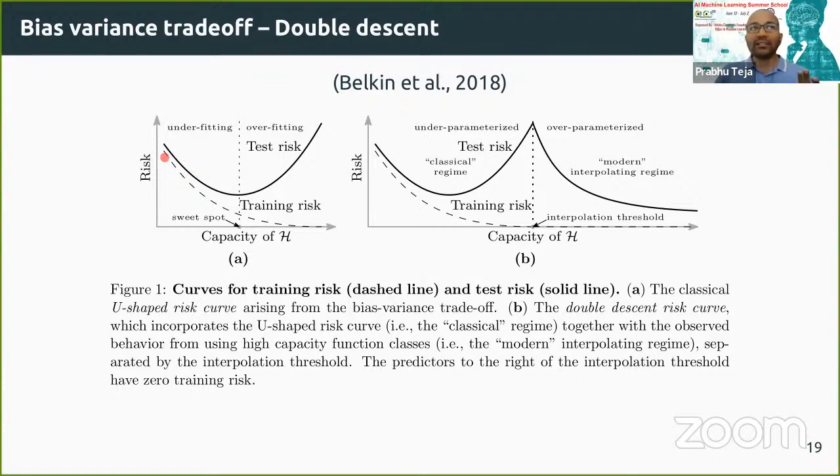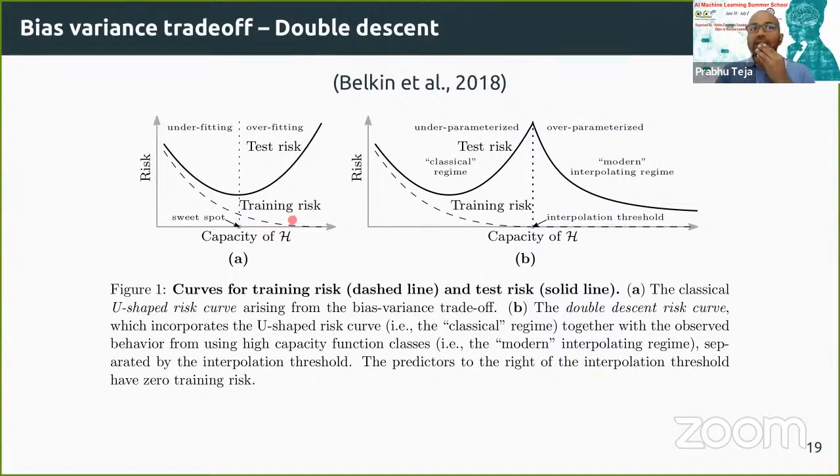If you increase the size of the model, the training loss keeps going down and down. But after a point, the test loss keeps going up. So the optimal model size is the one where this trade-off is hit. That is, this point is the optimal trade-off. And this is a very standard bias-variance decomposition that most people have seen.